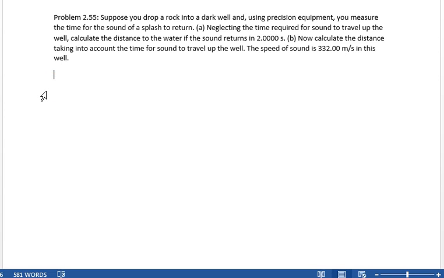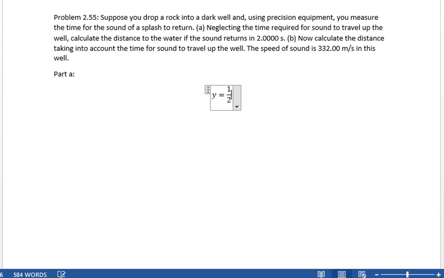All right, Chapter 2, Problem 55, Part A. We're dropping a rock into a well. We drop the rock, and it takes 2 seconds before we hear the splash. Now, in Part A, we're not taking into account the time it takes for sound to travel. We're assuming sound is instantaneous. So, how deep is the well?